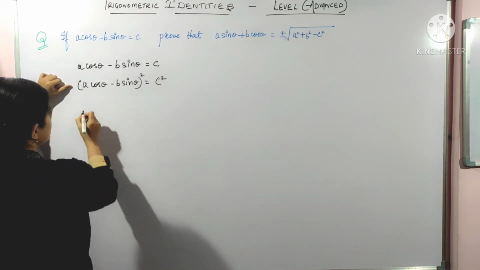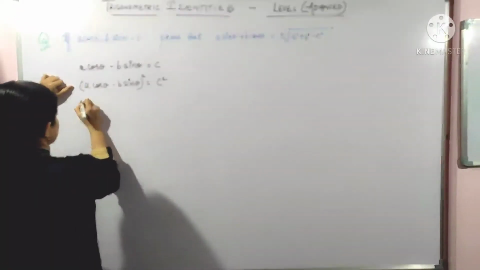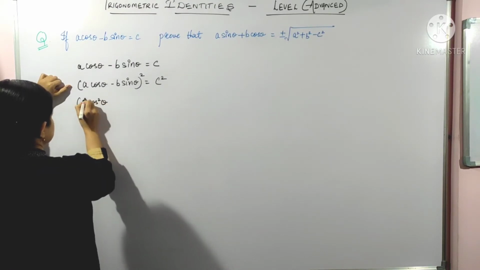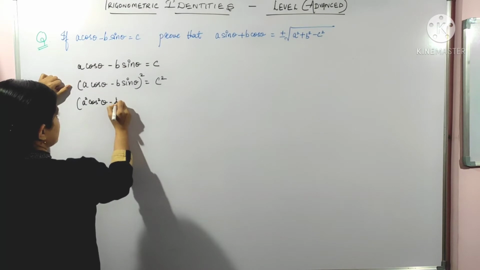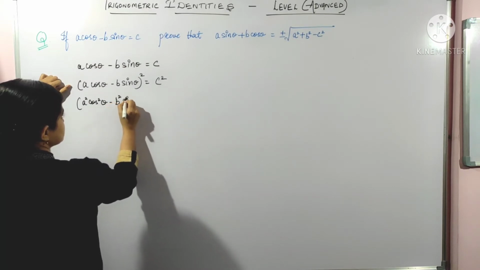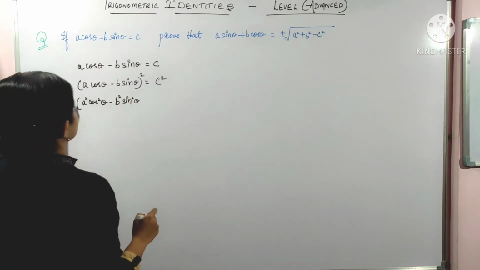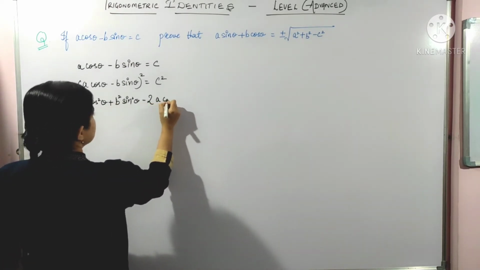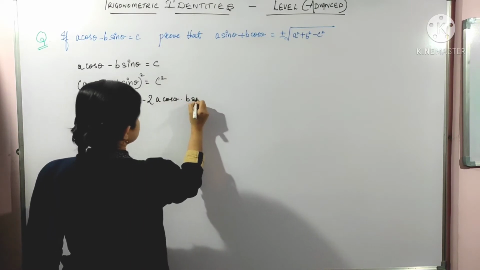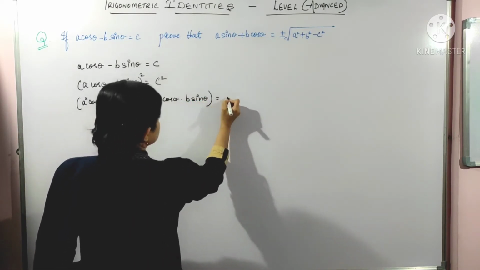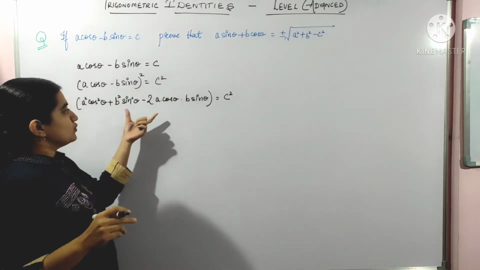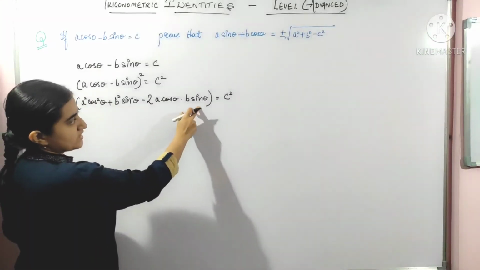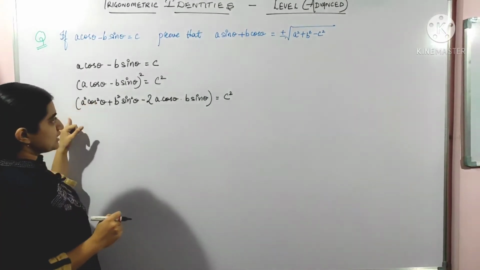Now in the next step, what we can do is expand (a minus b) whole square: a square cos square theta plus b square sin square theta, and here it will be minus 2a cos theta b sin theta. Okay, and this equals c square. So what we will do here now? See, a square cos square, b square sin square, and this and this. So here we cannot proceed further.